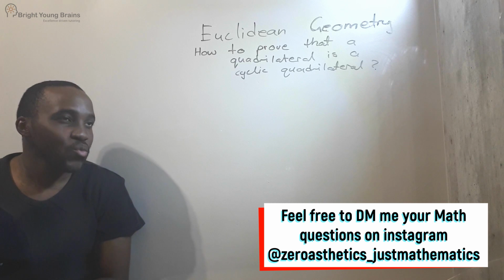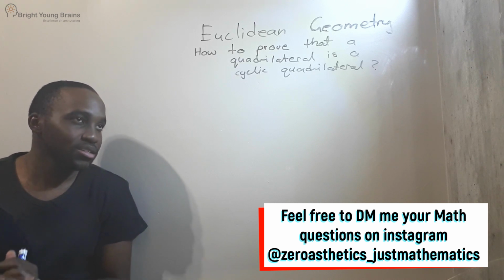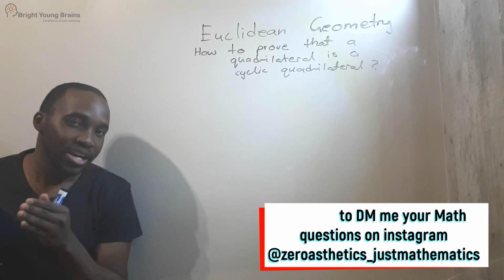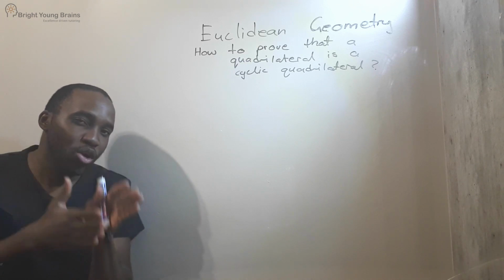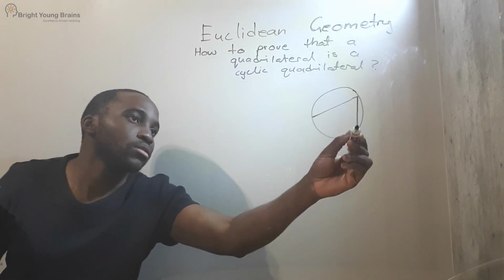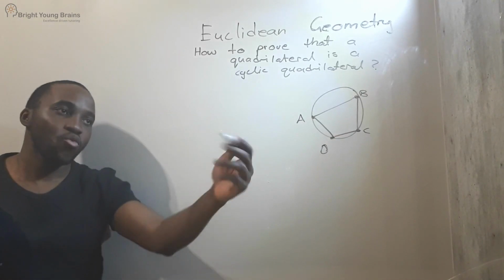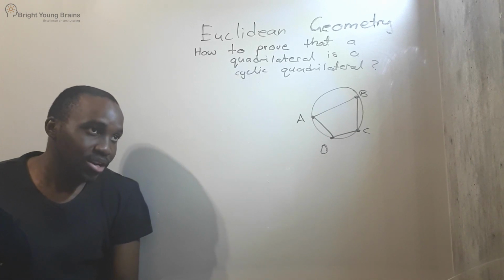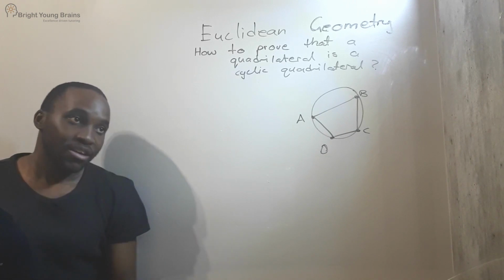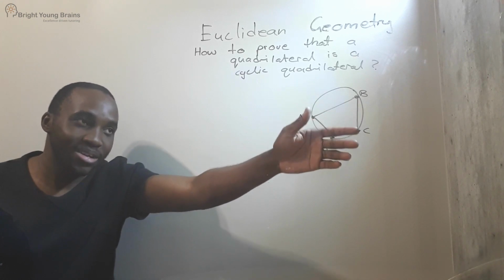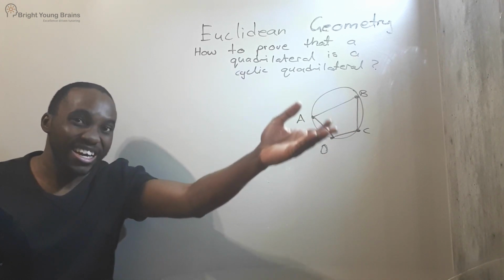In a situation where you need to answer questions like this, you want to keep in mind that if you're going to prove that something is a cyclic quad, you will not be given a cyclic quad. So what I mean is, they won't necessarily ask you to prove that this is a cyclic quad. And the reason for that is, firstly, this is a quadrilateral and it's already in a circle. Anyways, it's visibly a cyclic quad.